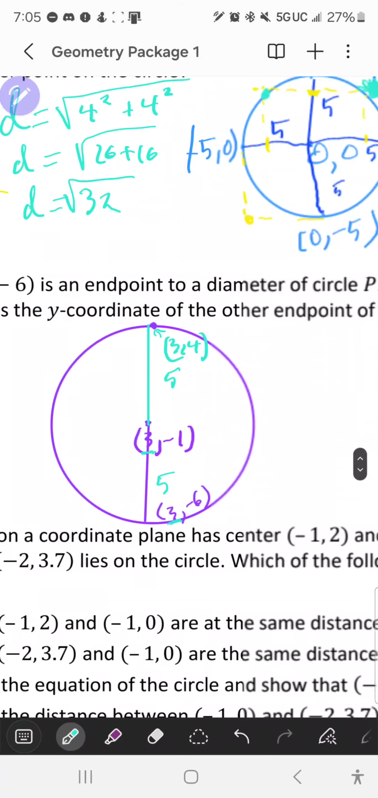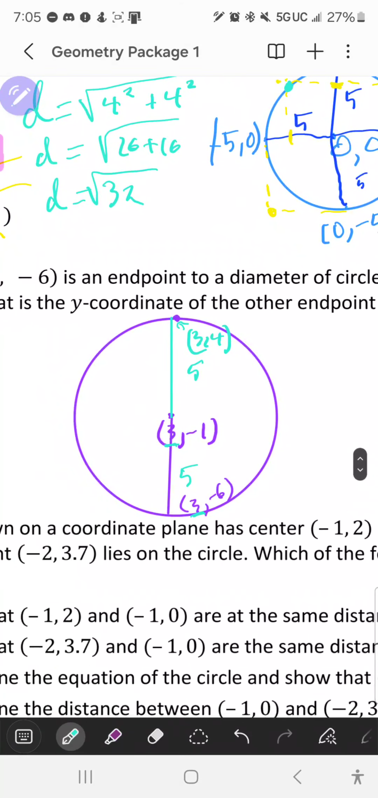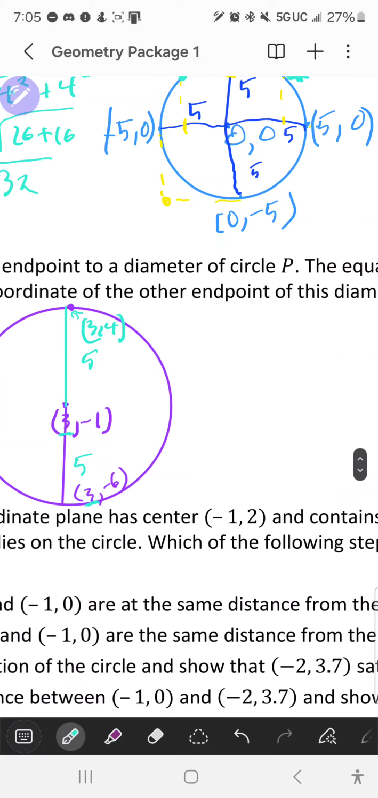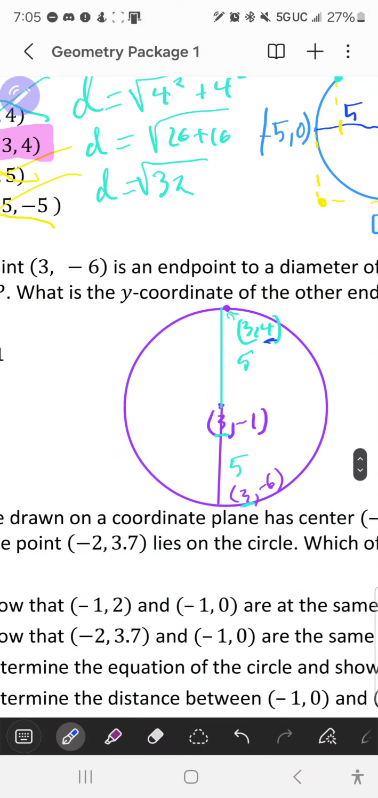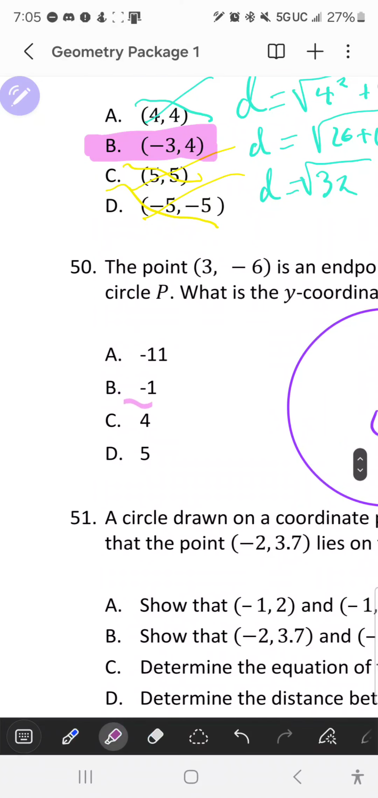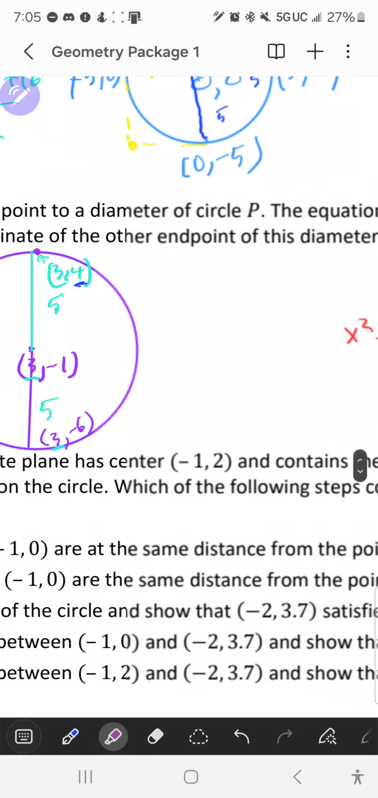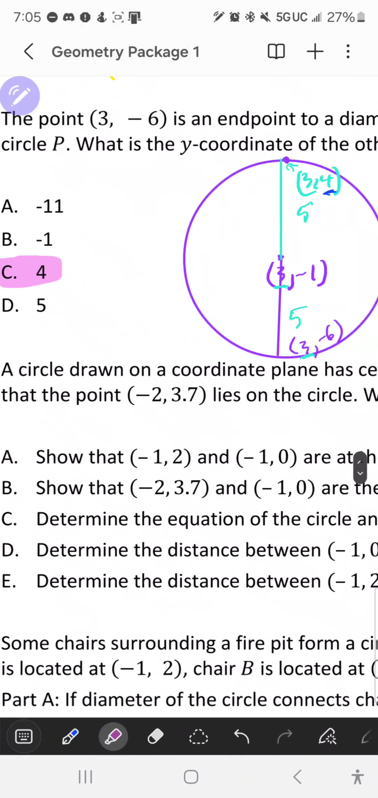And that's the value of the point, which is the other end of the diameter. And we go to our answer. Oh, it's asking what is the y coordinate. So the y coordinate is the one on the right, in this case 4. And our answer is 4. And that's it.